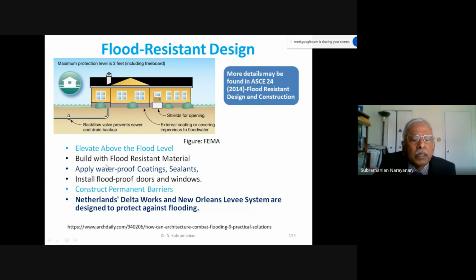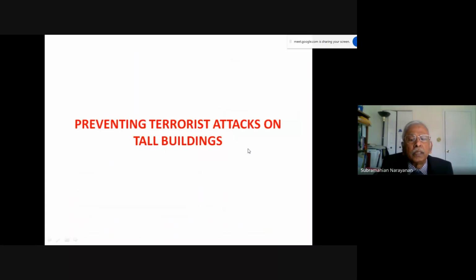and then build with flood resistant material, apply waterproofing coatings, sealants, etc., install flood proof doors and windows, and construct permanent barriers. Examples are the Netherlands Delta Works and New Orleans Levee systems. They are designed to protect against flooding. So I am giving only one example for flood resistant design, but you can refer to ACI 2024 for more details.